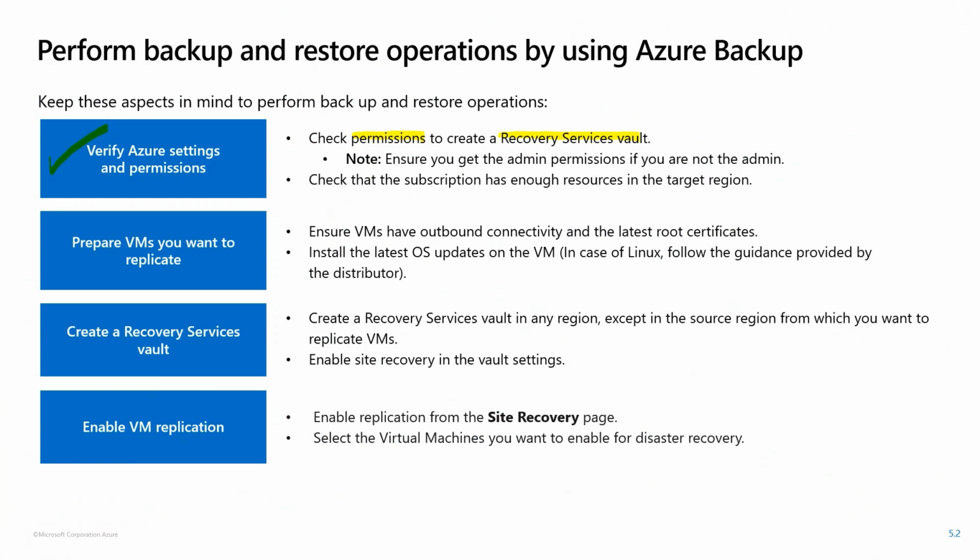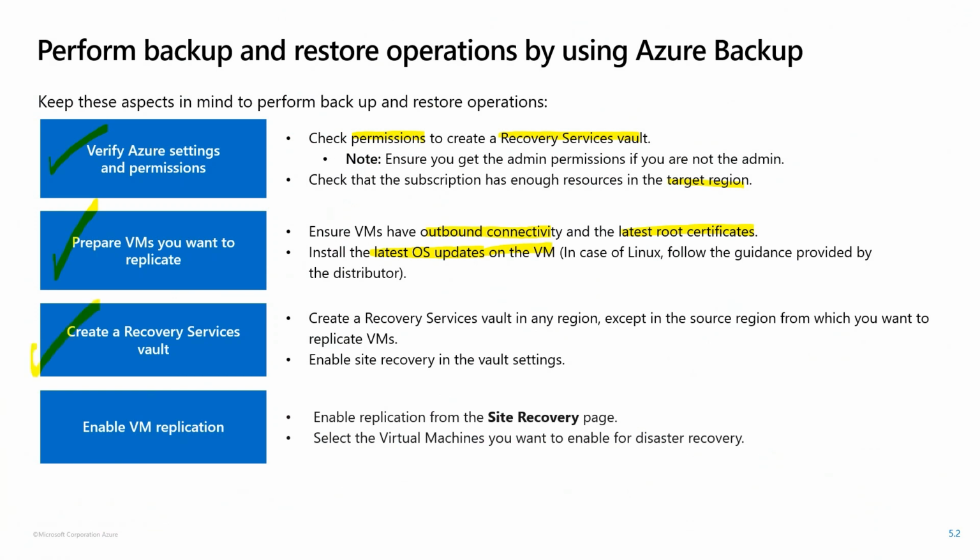Check the subscription to make sure that we have enough resources in the target region, that we're able to create this based on our subscription limits. And we know that if we have maxed our limits, then we may be able to open a support ticket to adjust those in some supported cases. We prepare the virtual machine that we want to replicate by ensuring that we have outbound connectivity, the latest root certificates, and the latest version of the operating system, or ensure that it's properly maintained and patched for security.